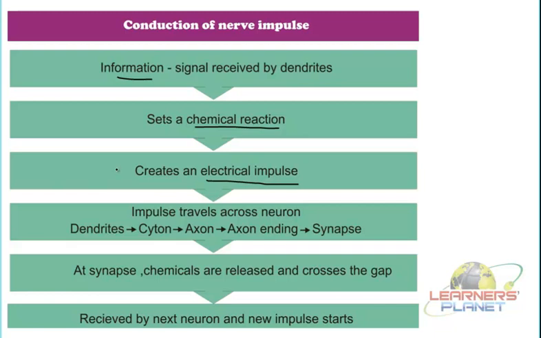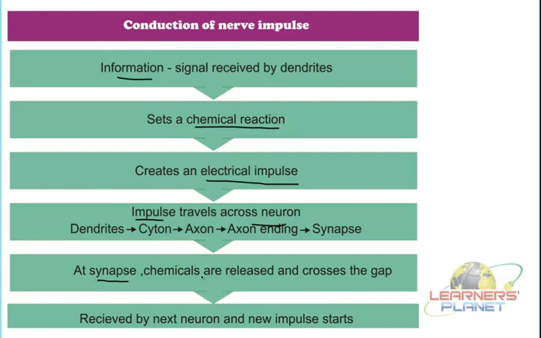What is the direction here? You can see it begins from the dendrite, then cyton, then axon ending, and then the synapse. And then further again the next dendrite, cyton, axon, and so on. So this is how the impulse is traveling along the neurons. Not a single neuron, but of course it is transmitted to another neuron also at the synapse.